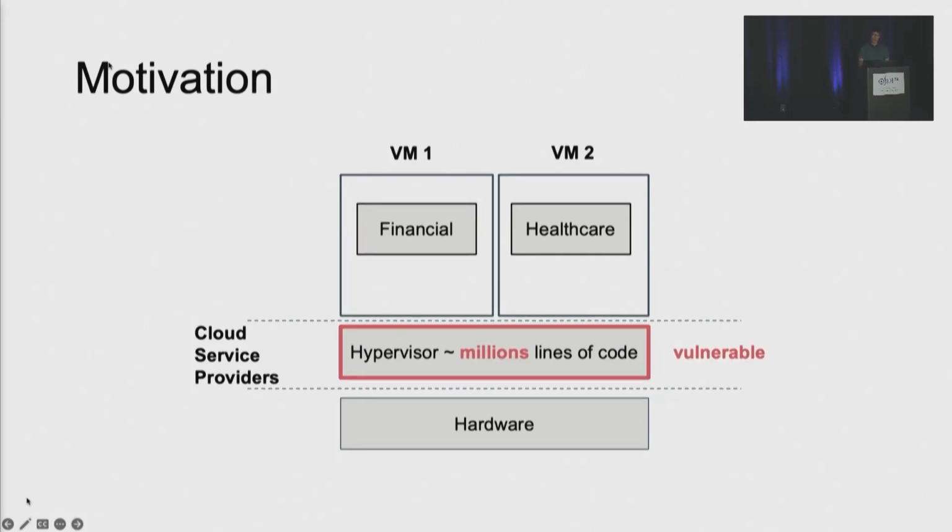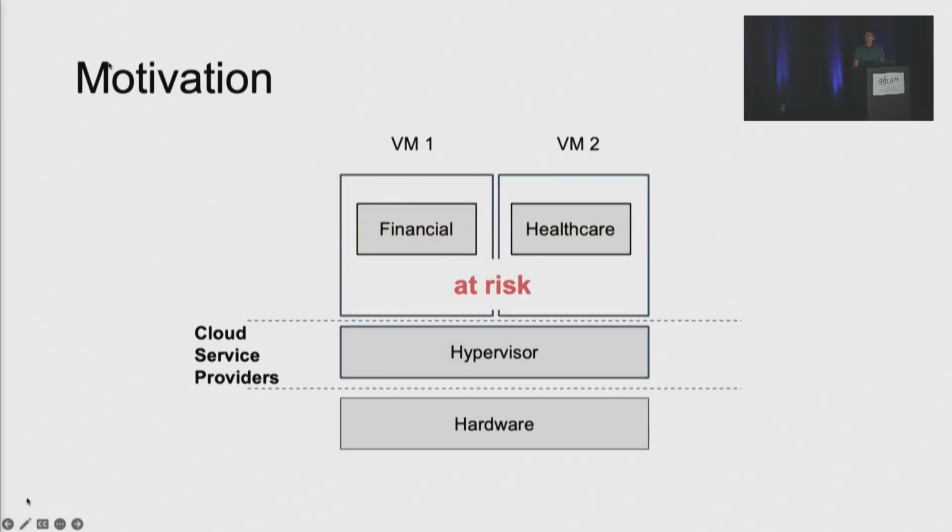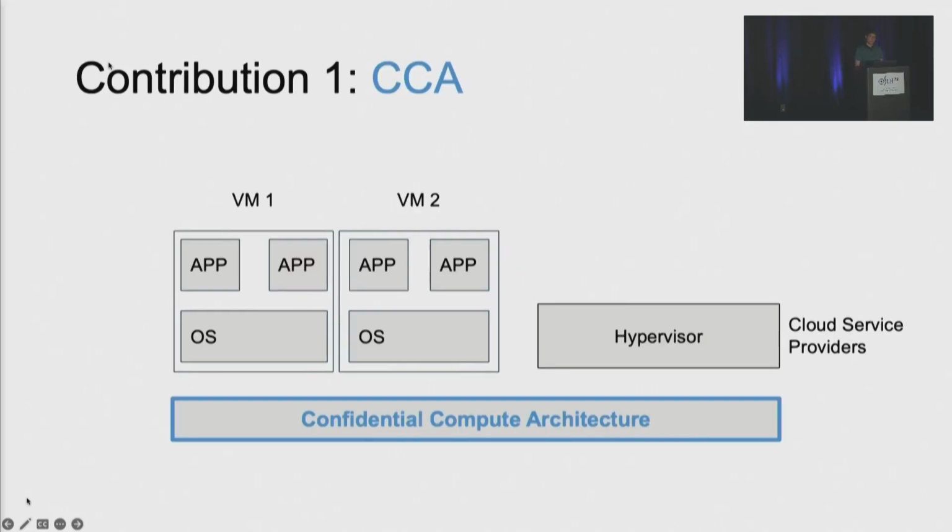However, cloud hypervisors are so complex and are not trustworthy. For example, a widely used hypervisor, KVM, contains 2 million lines of code, and tens of vulnerabilities are discovered every year. Besides, many vulnerabilities have also been discovered on cloud service providers, such as Microsoft and AWS. On top of these commodity hypervisors, the data of millions of users are at risk.